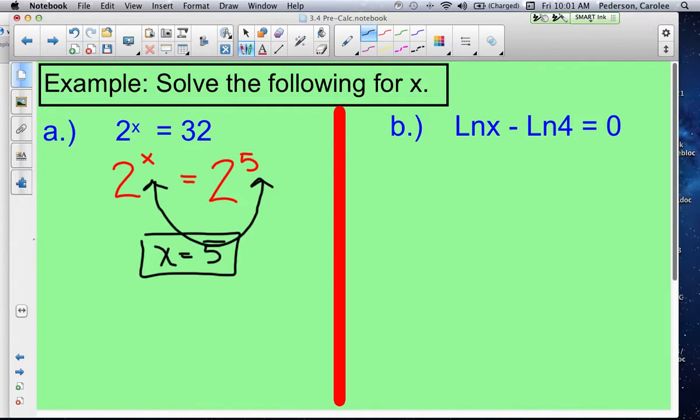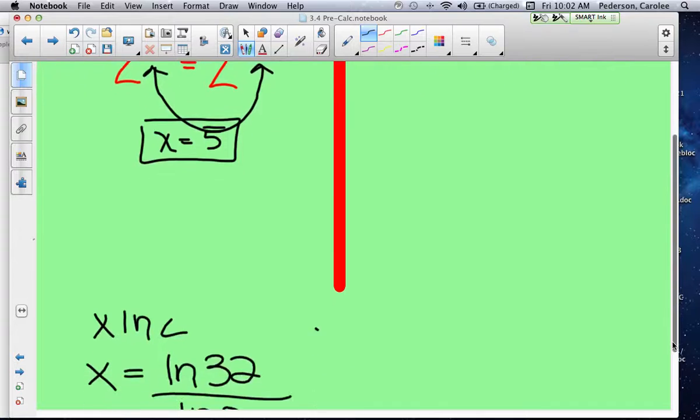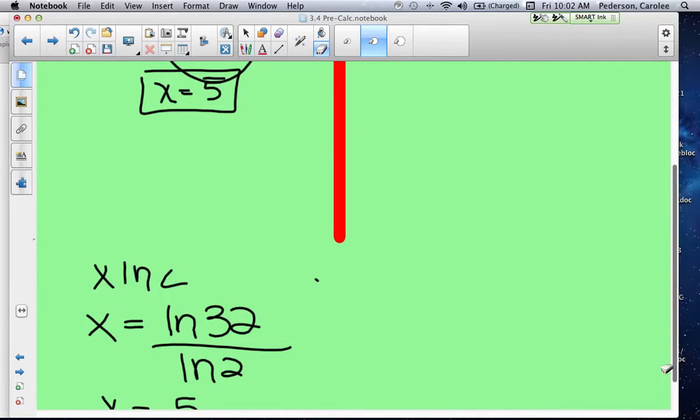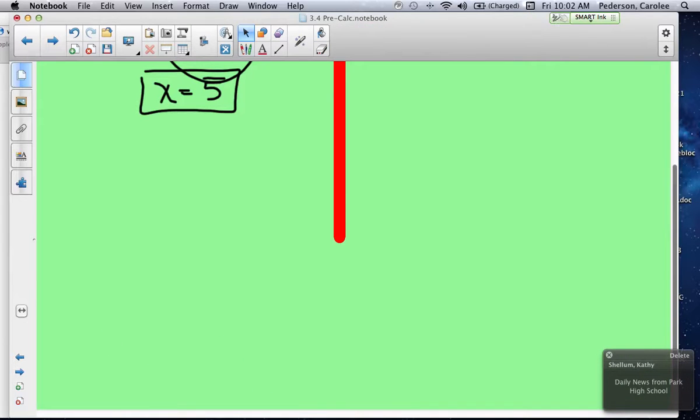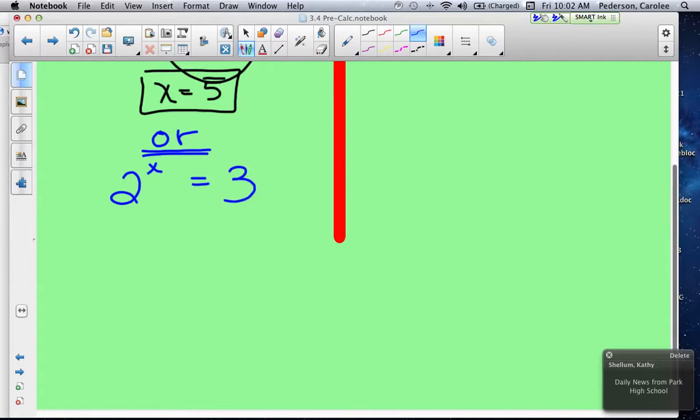Another way, because sometimes this method doesn't work with every problem, because that 32 might not be able to be rewritten to the same base of 2 on the right side. So another way is you could multiply both sides by a logarithm. So here's another way. So we have that original problem, 2 to the x equals 32. What you can do is you can multiply both sides by a logarithm.